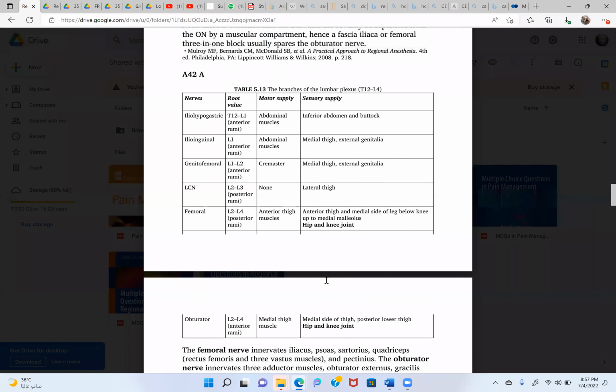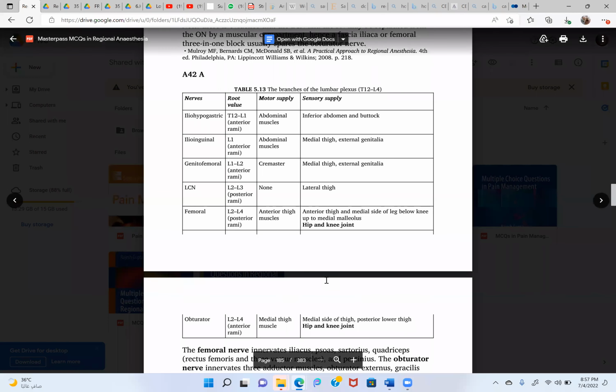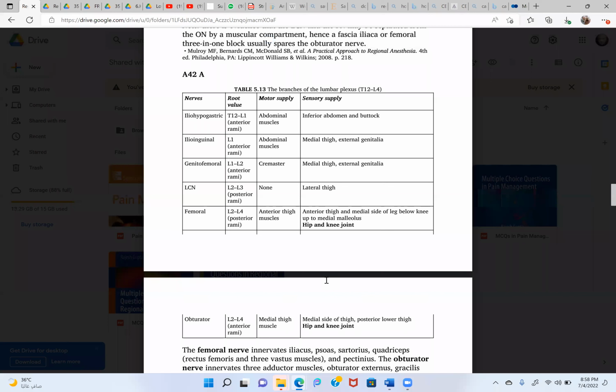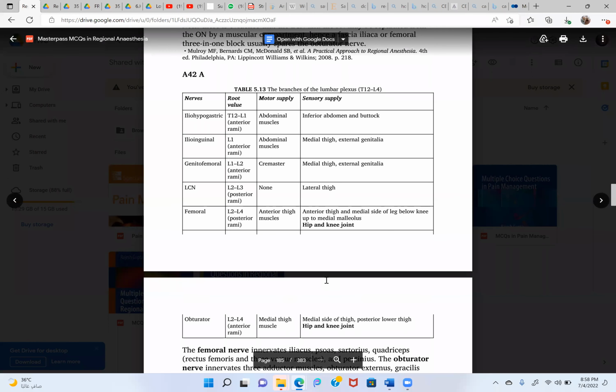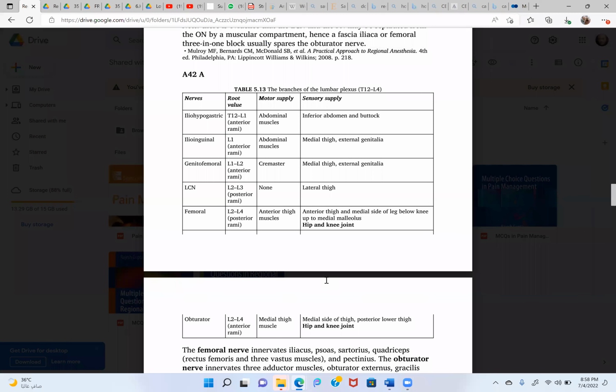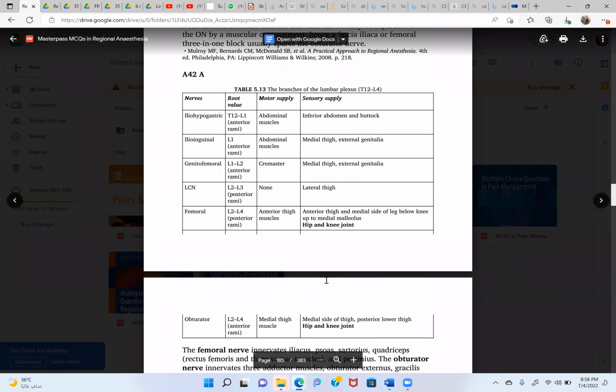So there are actually 2 nerves. One is the iliohypogastric nerve and one is the subcostal nerve. So both are actually from T12. If you count like that, 2 from 1. So one is the iliohypogastric nerve and one is the ilioinguinal nerve. So they are supplying the upper part of the medial thigh, in addition to the obturator nerve.